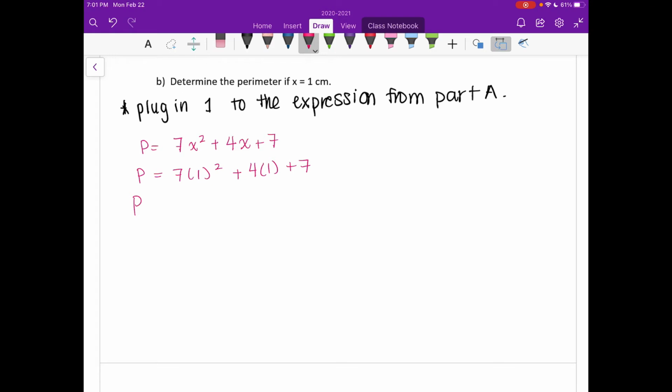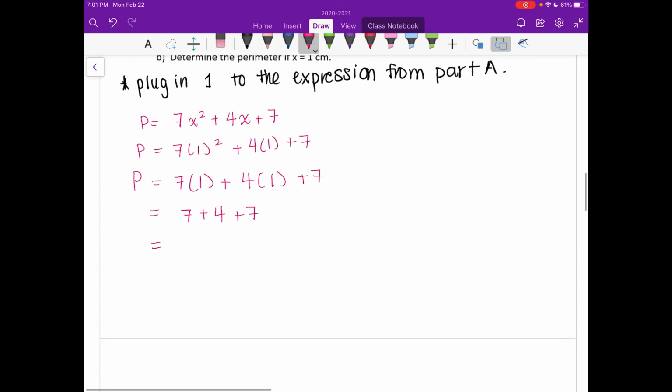I'm going to say P is equal to 7. Always do exponents first, so 1 squared is just 1, because 1 times 1 is 1. So 7 times 1 is just 7, plus 4 times 1 is just 4, plus 7. So 7 plus 4 plus 7 is going to give me 18 centimeters, right? 18 centimeters.